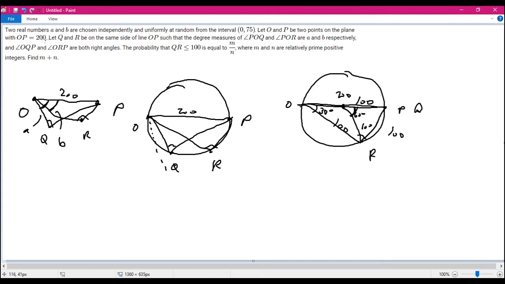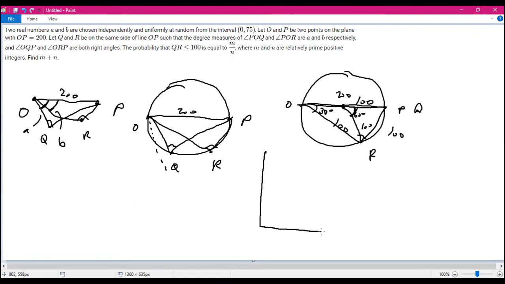So as long as the difference between A and B is within 30 degrees, then it would be less than or equal to 100, because if it's exactly 30 degrees, then the central angle makes it 60 degrees, and we have an equilateral triangle that makes it 100, 100, 100, and 100 is the highest thing we can make it. So now, given two numbers chosen between 0 and 75, what's the probability their difference is at most 30? Here we will use something called geometric probability.